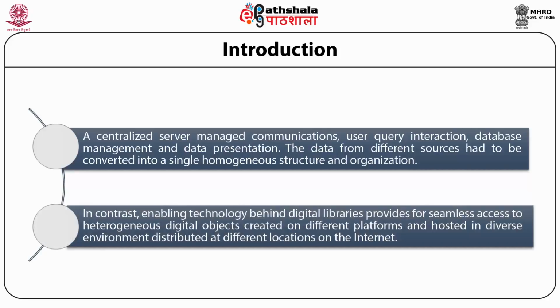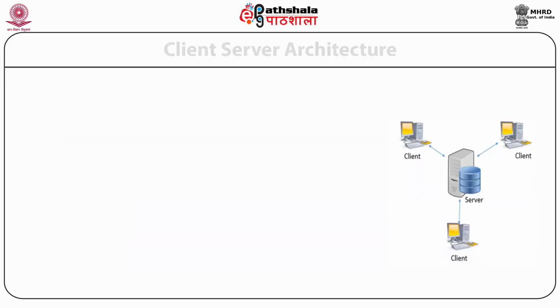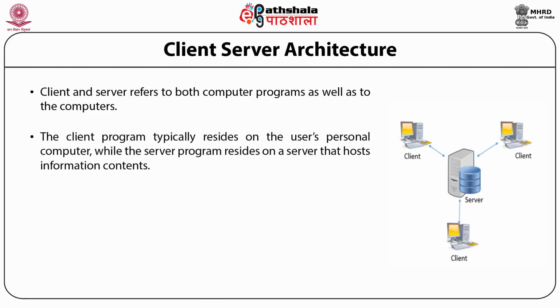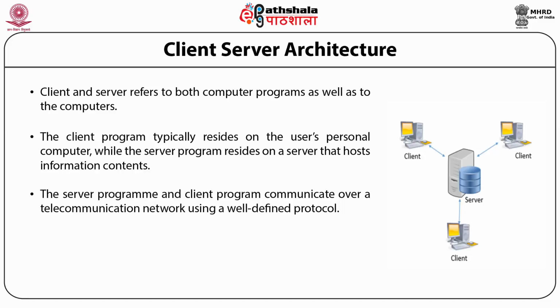In contrast, enabling technology behind digital libraries provides for seamless access to heterogeneous digital objects created on different platforms and hosted in diverse environments distributed at different locations on the internet. Now let us see client server architecture. In client server architecture, client and server refer to both computer programs as well as to the physical computers. The client program typically resides on the user's personal computer, while the server program resides on a server that hosts information contents. The server program and client program communicate over a telecommunication network using a well-defined protocol.